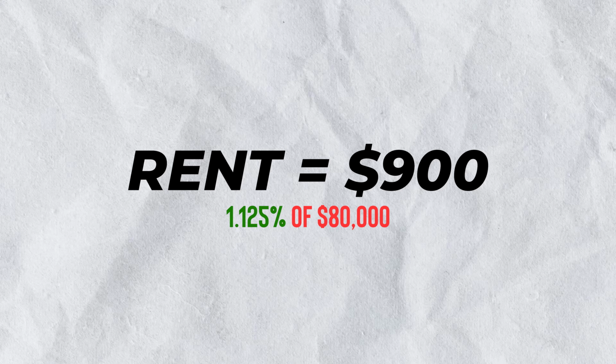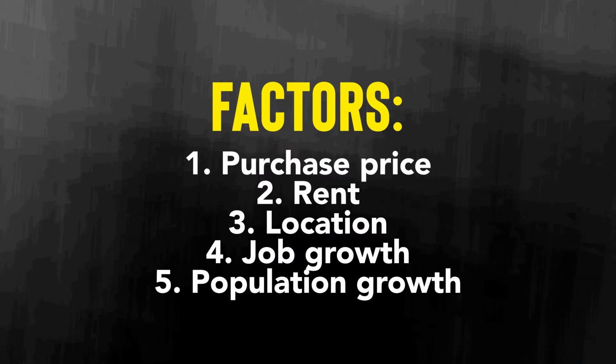An example of that is some of my properties in Jacksonville. I bought one property for $80,000, and on day one, it was already renting for $900 a month. So that means it passed the 1% rule. Again, that's just the first check. It doesn't mean that these properties are going to be great, because you could have a property that satisfies the 1% rule, but may not actually be good because of the other factors.